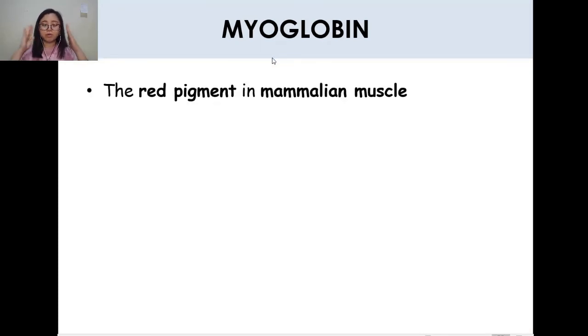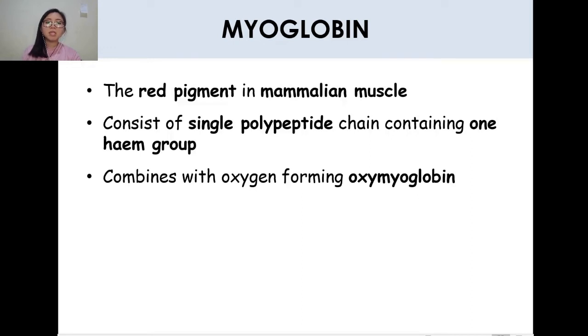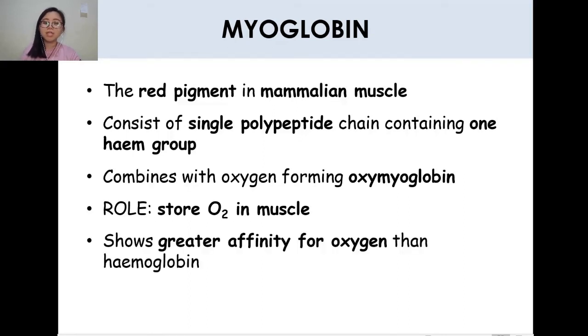So first we'll talk about what is myoglobin. Maybe you heard of this word before. Myoglobin is the red pigment in mammalian muscle. So it is also a protein that you find in your muscle. It consists of a single polypeptide chain containing one heme group. And this myoglobin will combine with oxygen to form oxymyoglobin. The role of myoglobin is to store oxygen in muscles. It shows greater affinity for oxygen than hemoglobin.